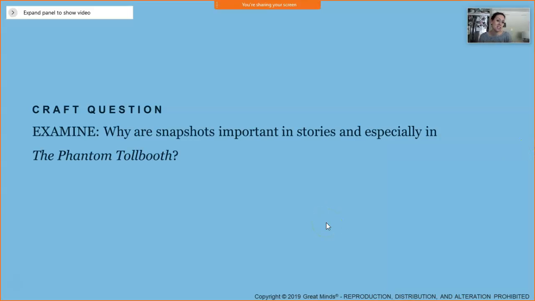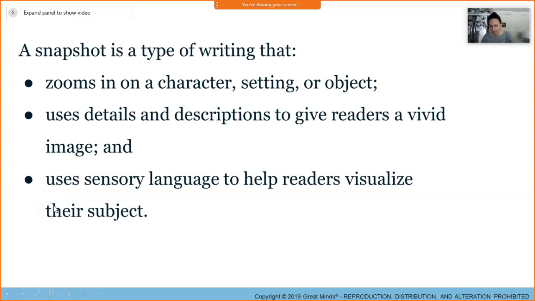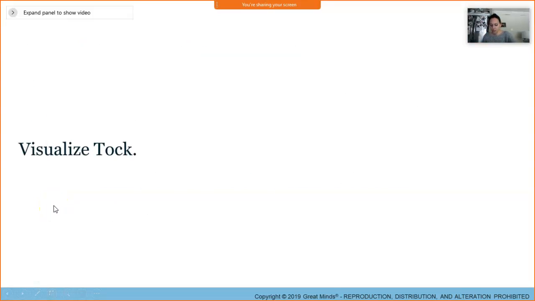Good. So today what we're going to do is we're going to look at that description of the characters or settings that the author gives within the story and why that's so important, because we're going to be writing like that very soon in the future. So first thing I want you to do is we're going to visualize Tock really quickly. So I want everybody to just close your eyes. Just close your little eyeballs. There's no way for me to check, but I don't want you looking in the book or at the front cover right now.